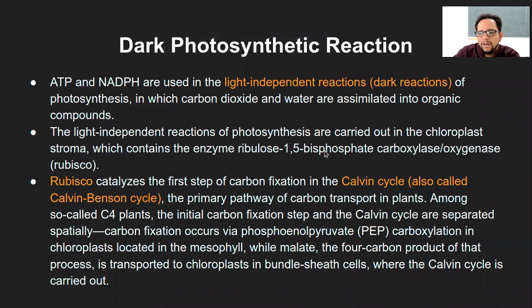So this stroma contains ribulose 1,5-bisphosphate. Bis means 2 phosphate, so the ribulose sugar has 2 phosphate groups, and it has this component of either carboxylase or oxygenase. So it is rubisco, the ribulose 1,5-bisphosphate carboxylase or oxygenase, because it carries out the carboxylation reaction.